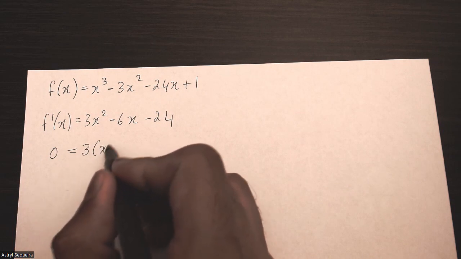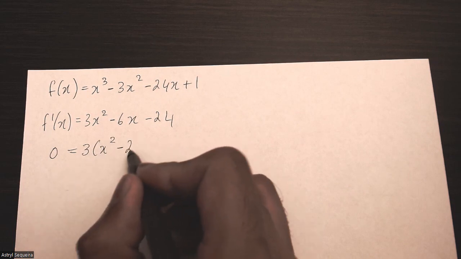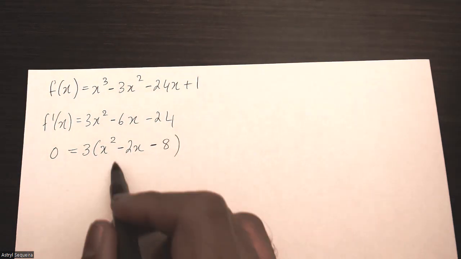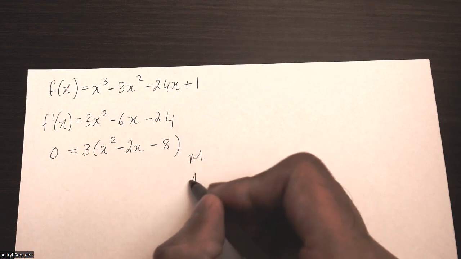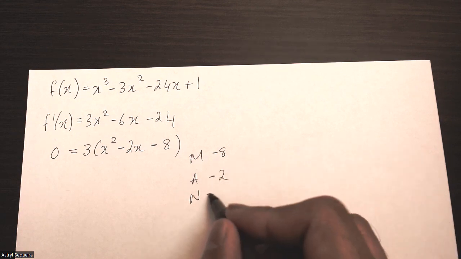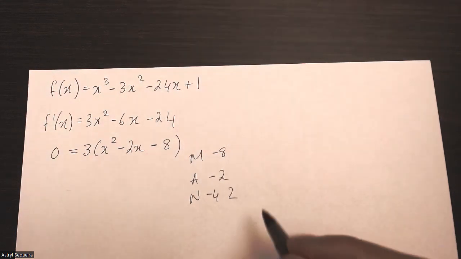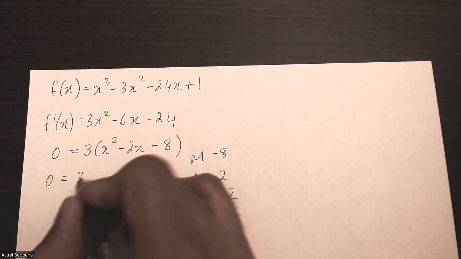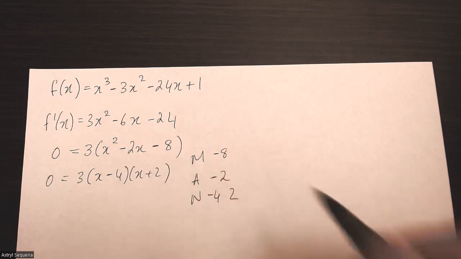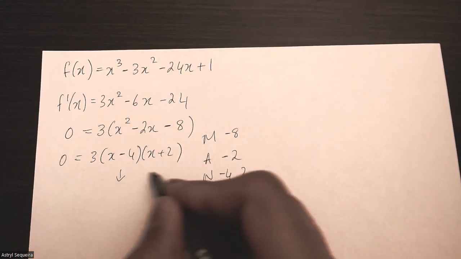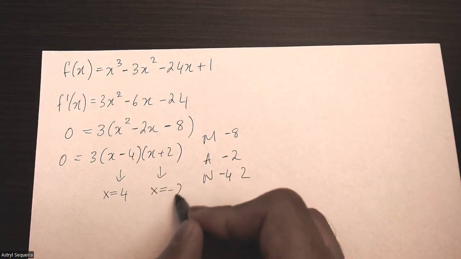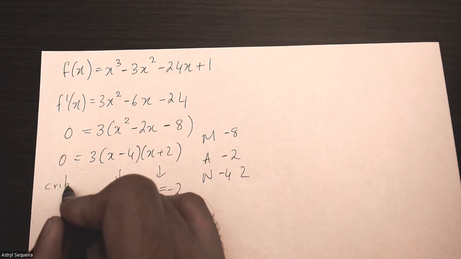So I can common factor out a 3, left with x squared minus 2x minus 8. And I need to factor this. So what multiplies to negative 8 and adds to negative 2? It's a negative 4 and positive 2. So my two solutions here are x equals 4 and x equals negative 2. These are my critical points.